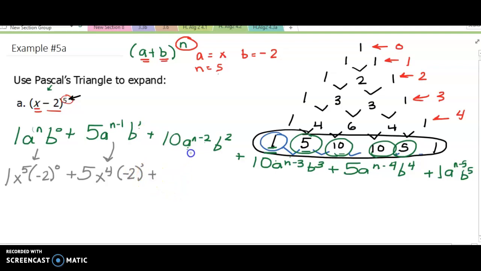Plus, now I'm doing this one, 10. My a is now x to the n minus 2, so 5 minus 2 is 3, or we can just go 5, 4, 3, and then b, which is -2 squared.